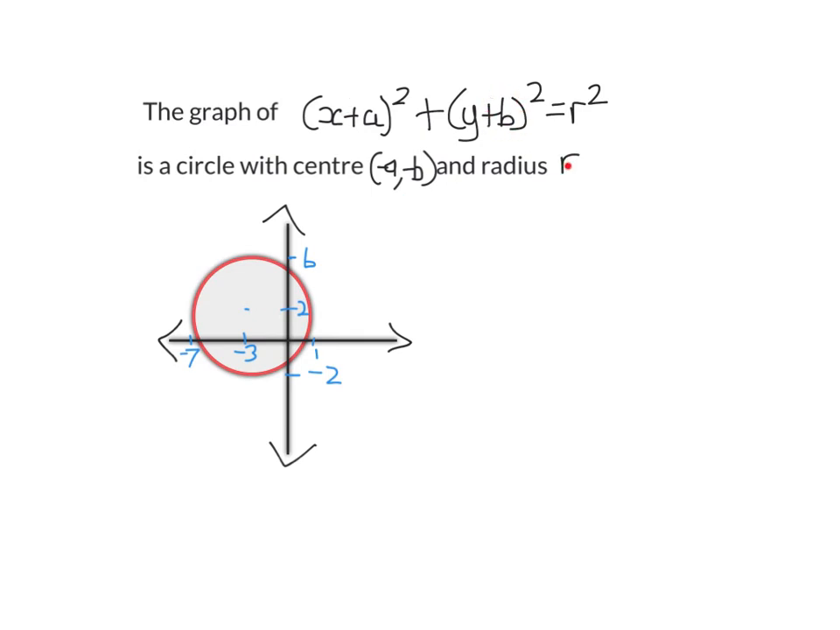And the radius is r. The radius is the square root of this. So here we have a circle. We're going to find out what its equation would be. So its center here is marked at -3, 2.